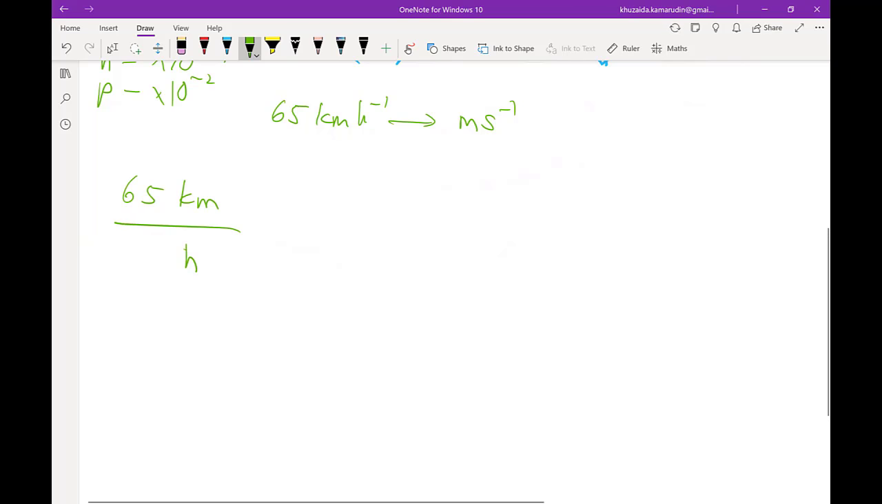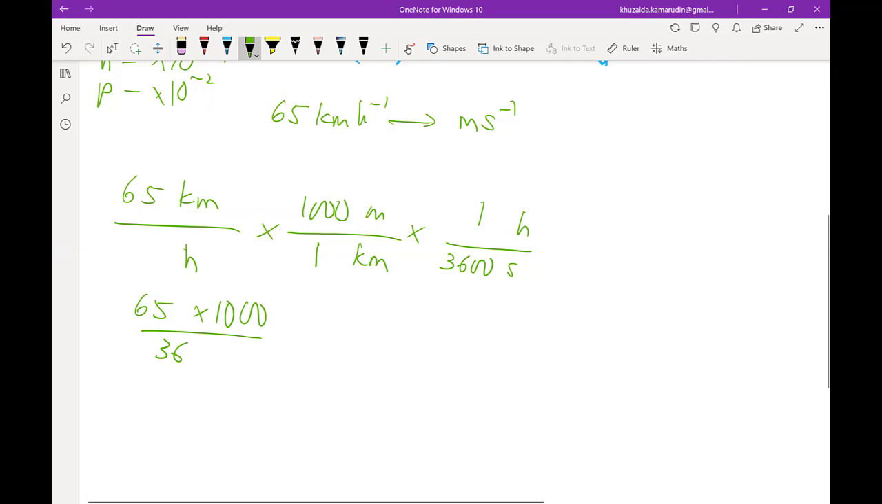Okay, so hour is at the bottom. And then you want to do the conversion, so that means you want to cancel kilometer and hour. To cancel kilometer, which was on top, now you put it at the bottom. For hour, which was at the bottom, now we put it on top. Alright, so what do we want to convert to? Meter per second. So it means that 1 kilometer equals 1000 meter, and 1 hour equals 3600 seconds. So this one you have to memorize by now. So after all, what you're gonna have is 65 times 1000 divided by 3600.